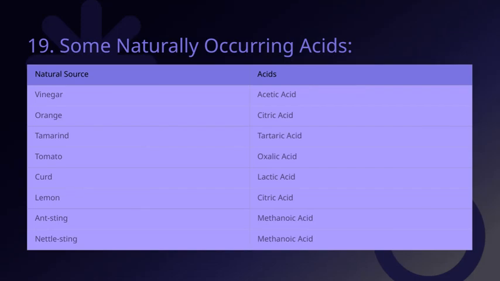Now, let's look at some naturally occurring acids that we find in everyday life. For example, vinegar contains acetic acid, which gives it that distinctive sour taste. Or take oranges. These are rich in citric acid, which is responsible for that tangy flavor. Tamarind is another interesting one. It contains tartaric acid, contributing to its unique sourness.